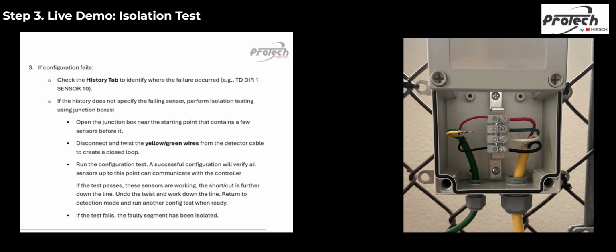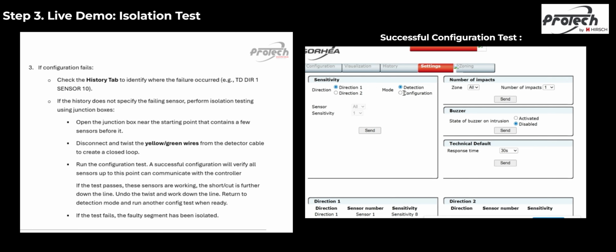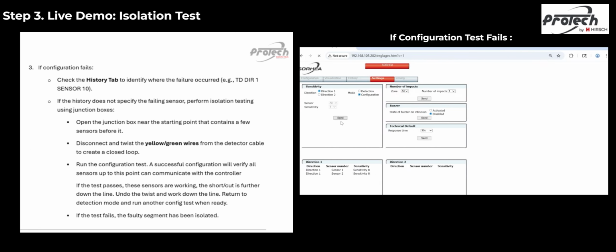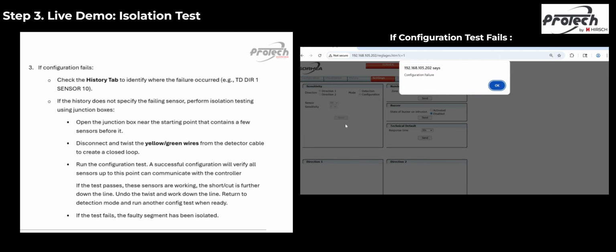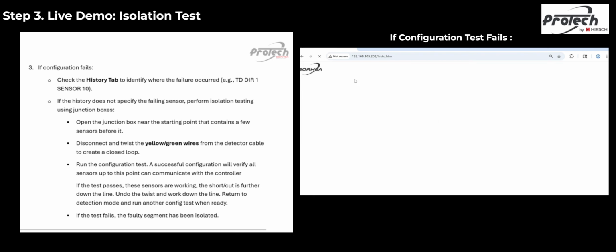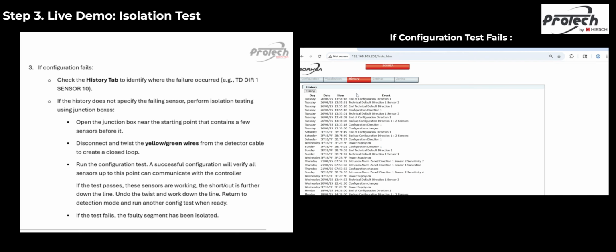Undo the twist and work down the line. Return to detection mode and run another configuration test when ready. Click on direction 1, configuration, and then run the test. When it passes, all the sensors will appear under direction 1. If the configuration test fails, the faulty segment has been isolated. The issue exists within this area. The next step would be to check history to confirm which sensor we failed at. We can see here technical default direction 1, sensor 3.